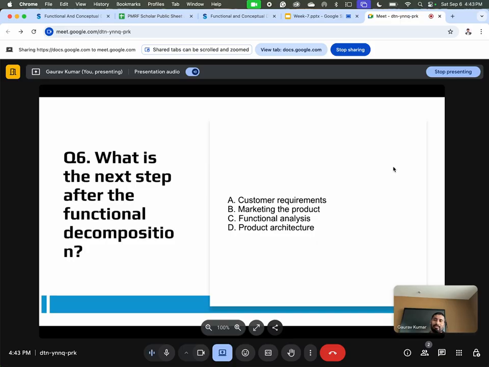So next is question number 6. What is the next step after the functional decomposition? Okay, so is it customer requirements, marketing the product, functional analysis, or product architecture? What is the next step after functional decomposition? Okay, so please answer.